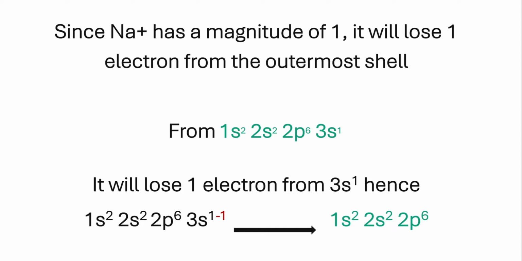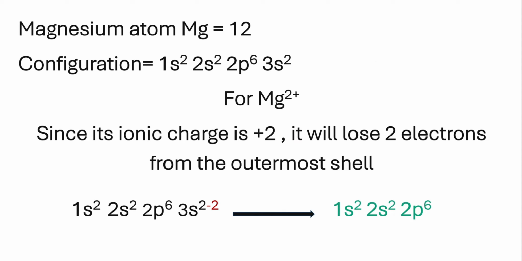For magnesium ion, which is also a cation, it's going to lose the equivalent of the magnitude of its charge. In this case, it is +2. So it's going to lose 2 electrons from the outermost shell, making it 1s2, 2s2, 2p6, also looking like the electronic configuration of a noble gas, which is neon, also attaining octet stability.